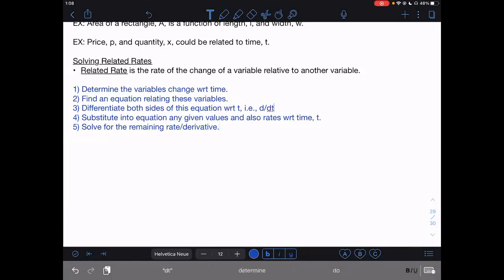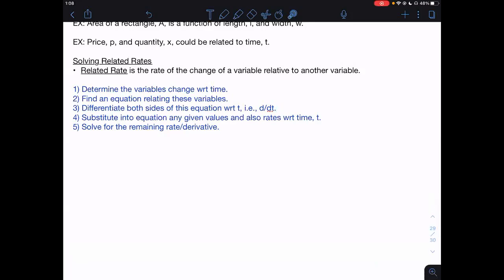Okay, so for these types of problems, we're also going to be given some values. We might be given a value or two of our two variables of interest, and for one of those variables, we're also going to be given a related rate already. All right, we're going to be given the derivative of that variable with respect to time. So we plug in what we know, and then solve for the remaining derivative that we're trying to identify.